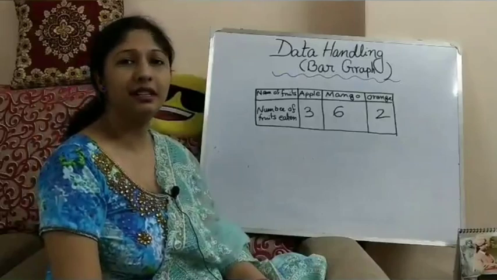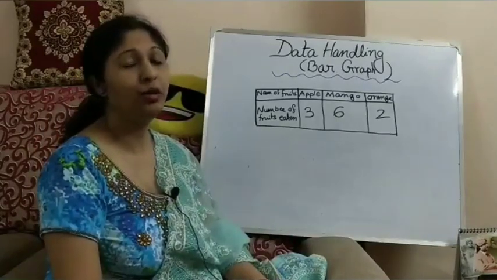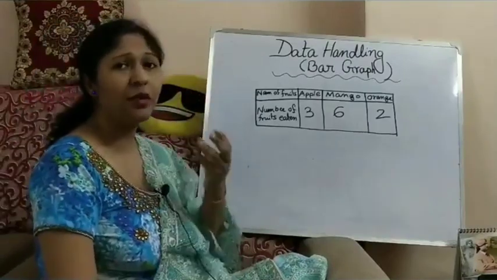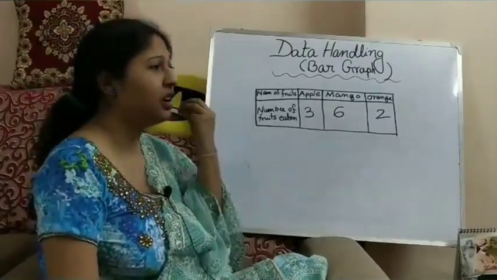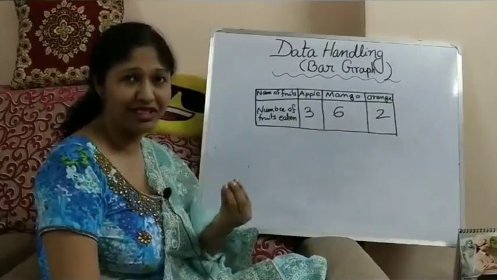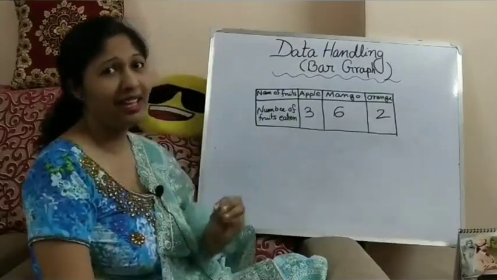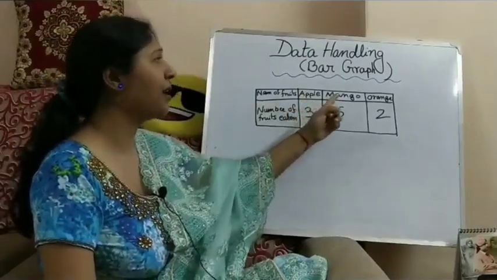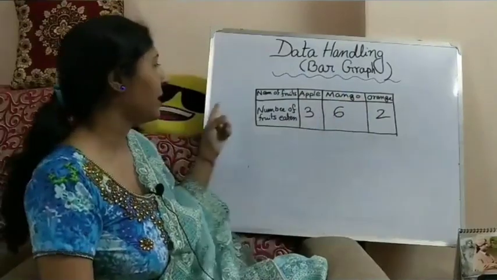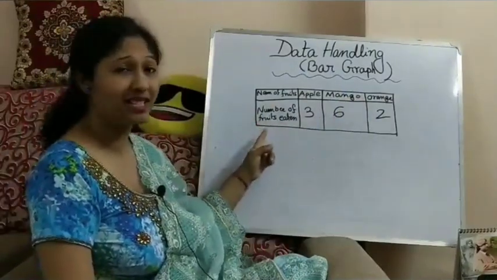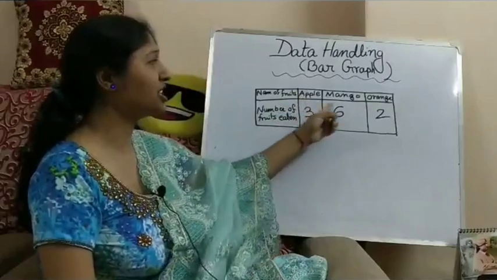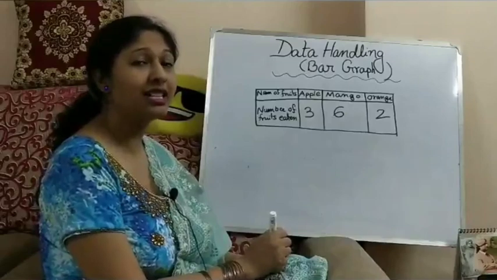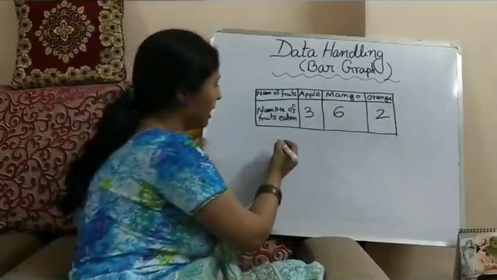For your better understanding, I am going to give you one more example. Suppose Siddesh ate some fruits. Siddesh is a boy's name. He ate some fruits. So names of fruits, that is apple, mango and orange. And number of fruits eaten by Siddesh, that is 3 apples, 6 mangoes and 2 oranges. So how we will draw it through a bar graph? Let's see here.